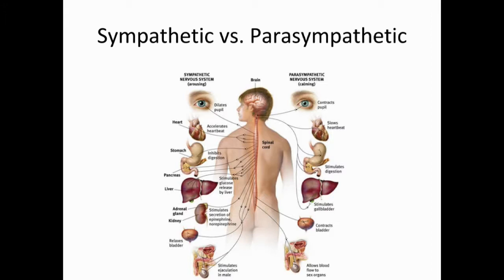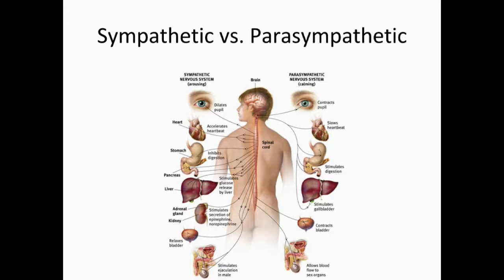We are basically shutting down these systems. There's really no need to continue with the digestive process if you're worried about facing this bear and being digested. You want to shut down this process. You don't want to spend any energy processing food or anything along those lines. You're not as concerned about maintaining bladder regulation, so those functions decrease as well.